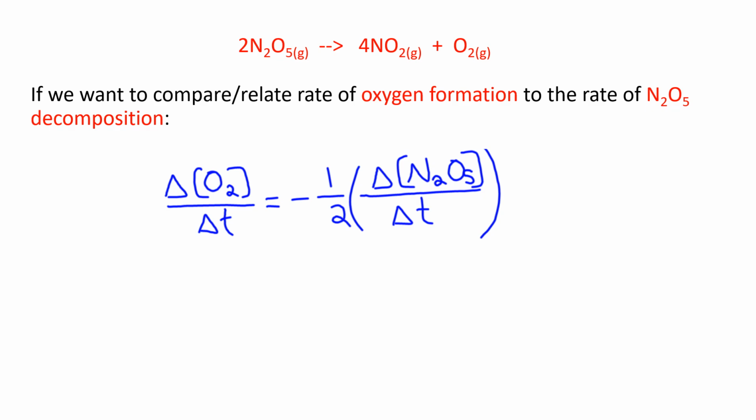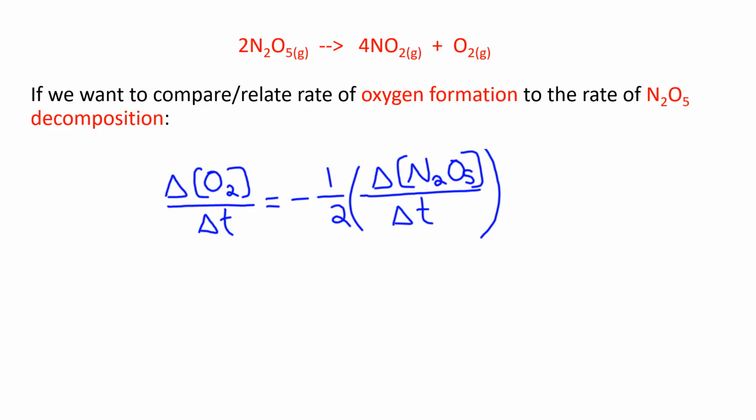We're not going to plug in numbers. We're not going to calculate anything with these. I just want you to see that oxygen would be increasing as N2O5 is decreasing, hence the negative sign, and that there is that 2-to-1 molar ratio in the balanced equation, which is why I had to multiply the N2O5 by half to set them equal to each other.